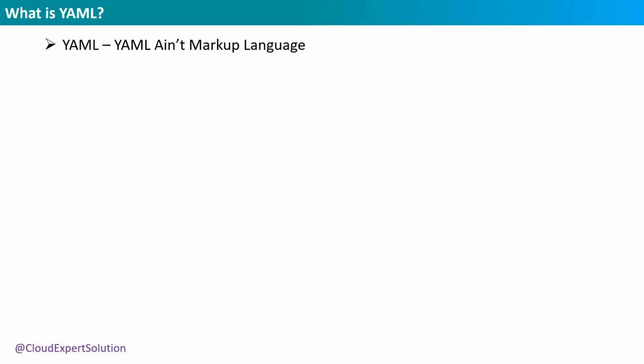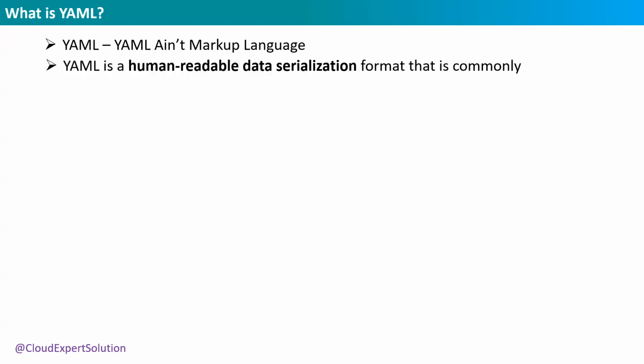To begin with, we'll review what is YAML. YAML's full form is YAML Ain't Markup Language. It was originally known as Yet Another Markup Language. It was later renamed YAML Ain't Markup Language. YAML is a human readable data serialization format that is commonly used for configuration files and data exchange between programming languages. I know human readable data serialization may be a little confusing. So let's treat them one by one.